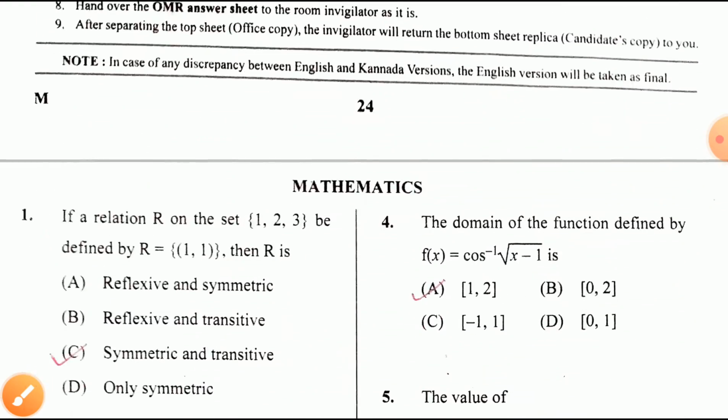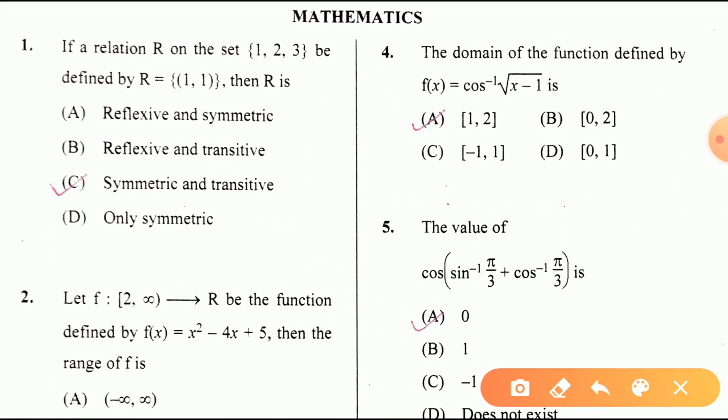Next, question number 1. If R is the relation on the set {1, 2, 3} defined by R = {(1, 1)}, then R is symmetric and transitive. Therefore, the right choice of this question is C.